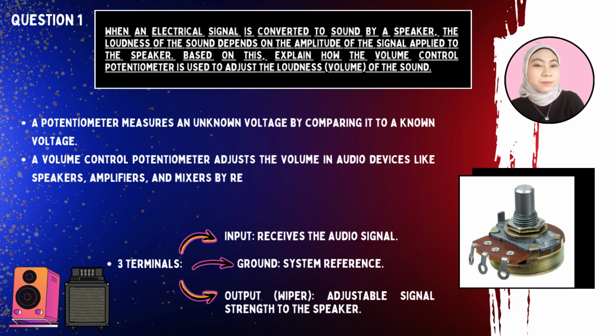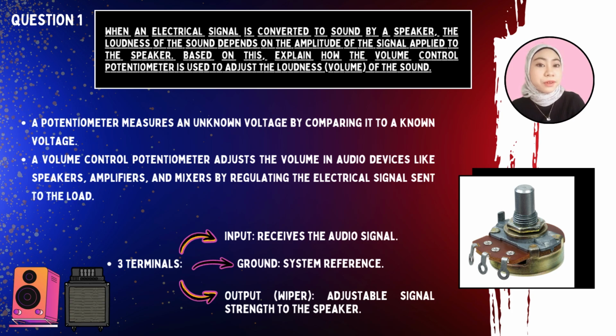A potentiometer measures an unknown voltage by comparing it to the known voltage. A volume control potentiometer adjusts the volume in audio devices like speakers, amplifiers, and mixers by regulating the electrical signal sent to the load. Next, about the terminals, there are three terminals. First is an input for the audio signal, second is a ground for system reference, and the last is output connected to a movable wiper that adjusts the signal strength.